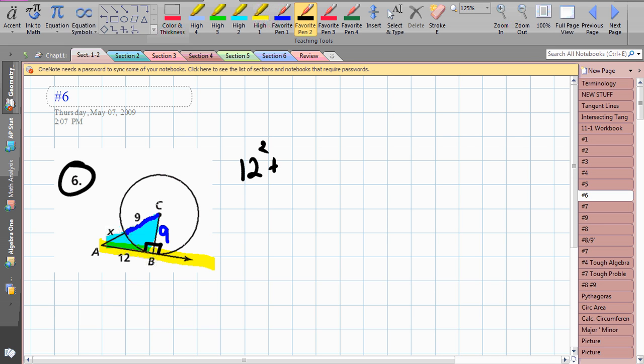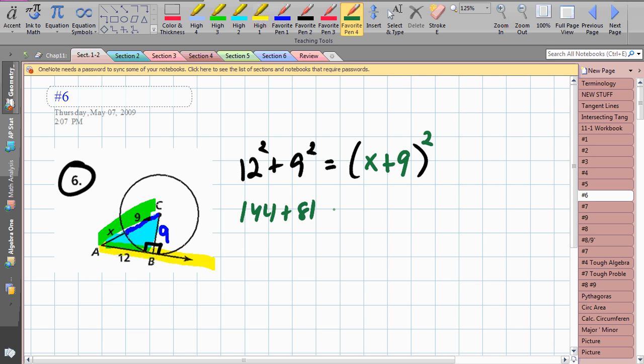What do we have? We have 12 squared plus 9 squared equals the quantity. What is this longer quantity right here? Well, it's not 9x. You got to say it's x plus 9, and then we always square it. So let's say this is 144 plus 81, and when you FOIL this turns out to be x squared plus 18x plus 81. So we're going to try to solve for this now. What do we have? Well, I do notice there's 81s on both sides. They can just cancel right away.